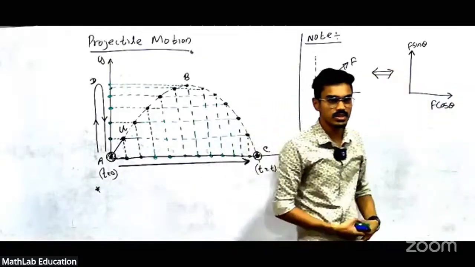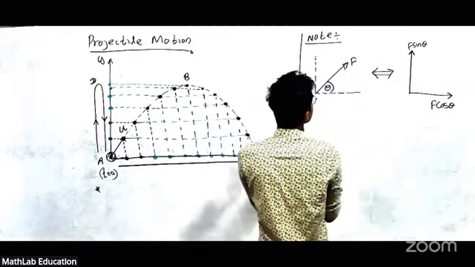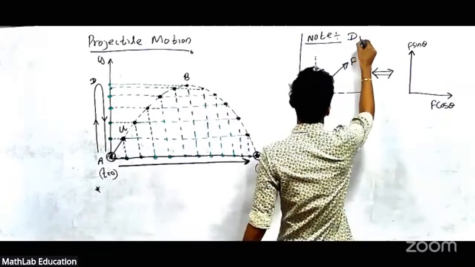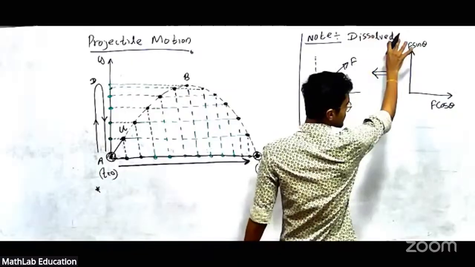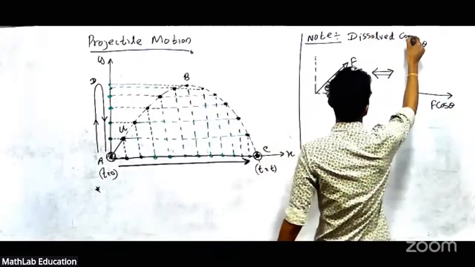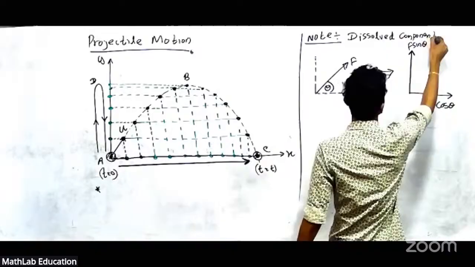This is called dissolved components. Let me write that as well. This is called dissolved components. Dissolved. Dissolving means splitting. Dissolving in vectors means splitting. Dissolved components means splitting into parts.